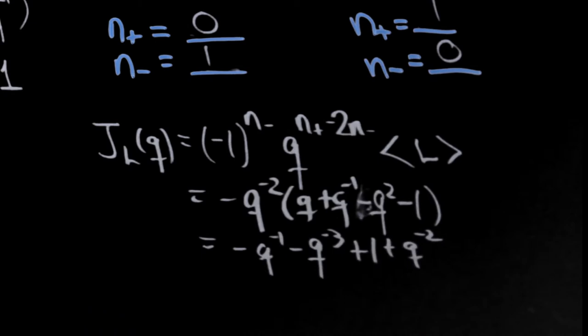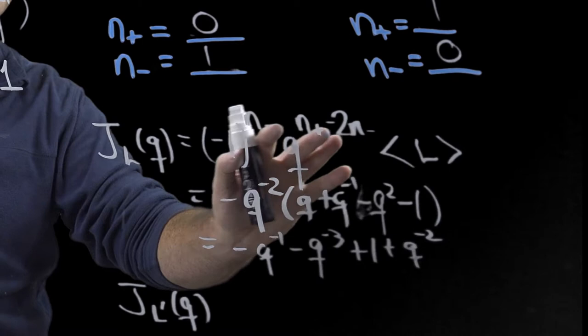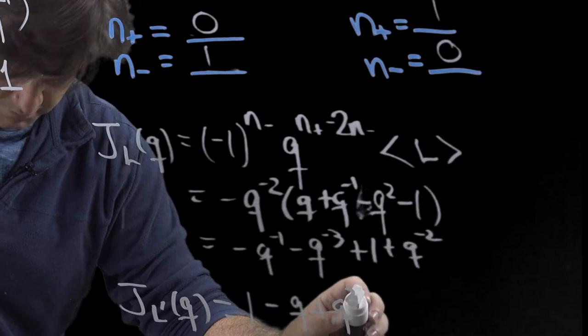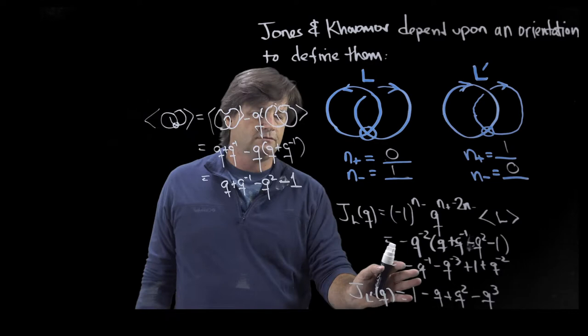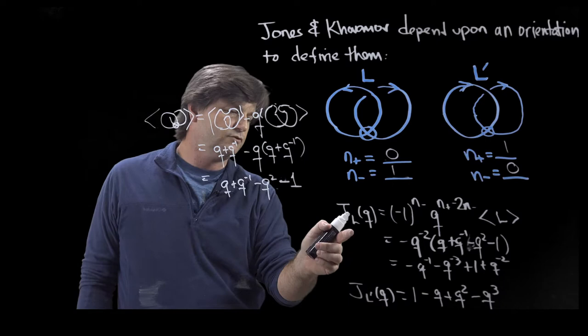And then if we do the other one, the Jones polynomial of L prime, n minus will be 0, and n plus will be 1. And so in that case, we get 1 minus q plus q squared minus q cubed. And we see that these two polynomials are different, that even though the bracket doesn't require the orientation, once you get into the orientations of the link, the Jones polynomial with this orientation is different than the Jones polynomial with that orientation.